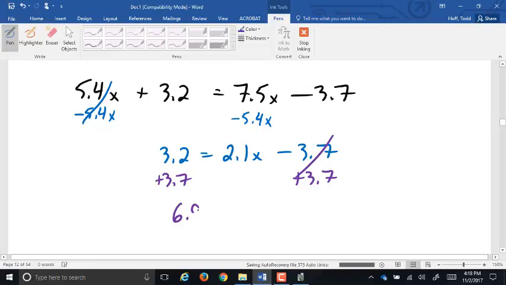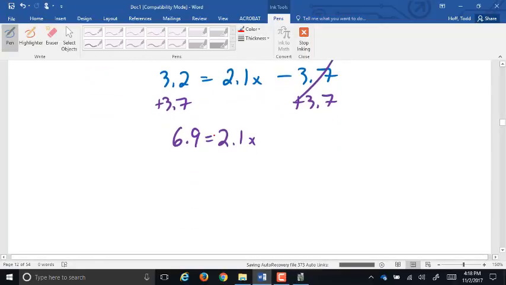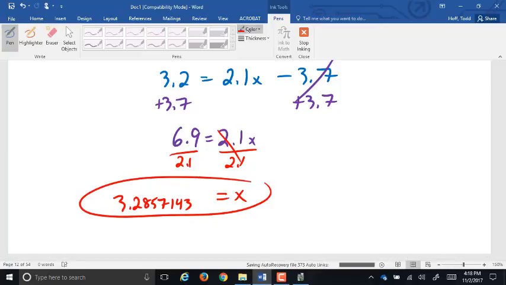So 6.9 equals 2.1x. And then we will divide by 2.1. So we get, what is that? X equals 3.28574143. So we're going to list that as what? 3.29.